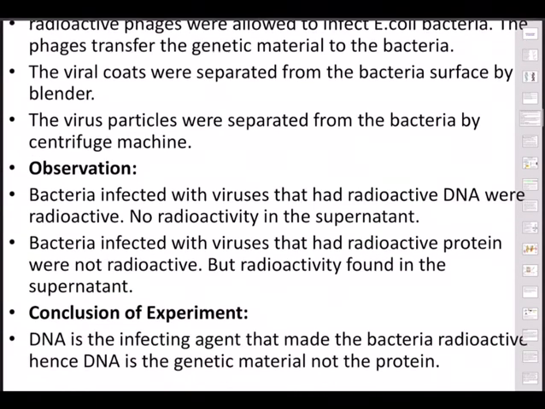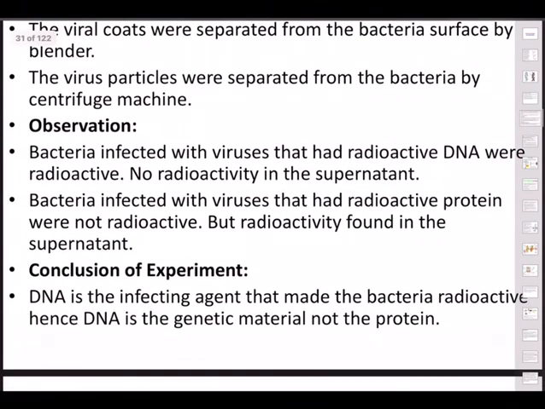So radioactive phages were allowed to infect E. coli bacteria, Escherichia coli. The phages transfer the genetic material to the bacteria. The viral coats were separated from the bacterial surface by a blender. That's why it's called the blender experiment. The virus particles were separated from the bacteria by a centrifuge machine. So what is it that we have observed? The centrifuge machine is something like a mixie your mummy uses in the kitchen.